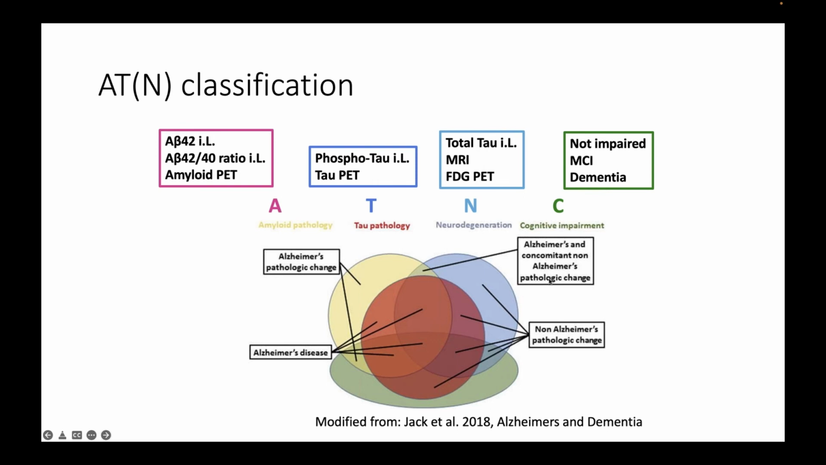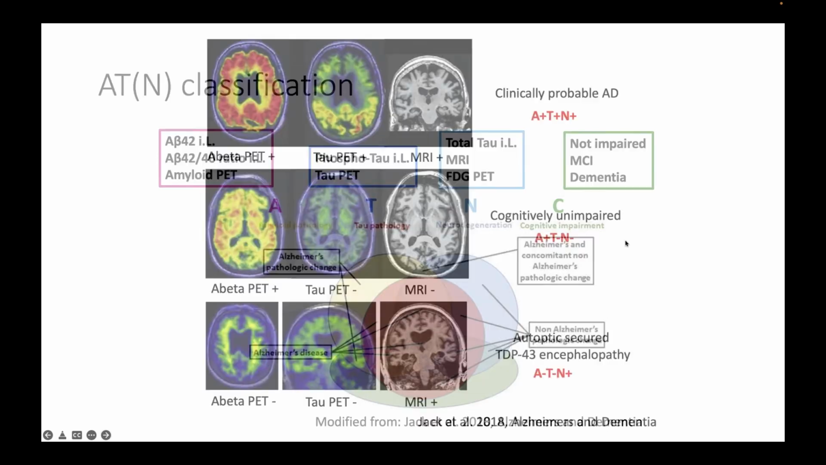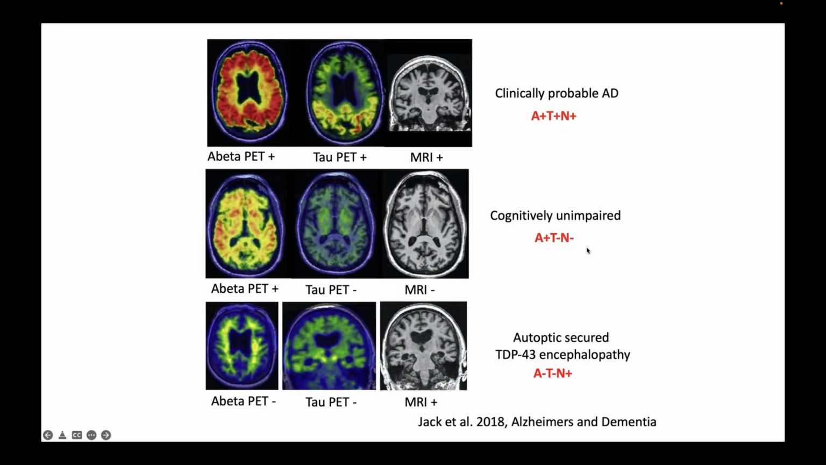And in addition, we also have the dimension of cognition. So you can also add a letter in this classification for the cognitive impairment. And this leads to the fact that you can then build more precise diagnoses. For example, here you see amyloid PET and tau PET are positive, and MRI shows atrophy, so it's A plus, T plus, N plus. Here, for example, we see only amyloid is positive, so it's A plus, T minus, N minus. And here, for example, both are negative, and you still see an atrophy, so it's A minus, T minus, N plus.